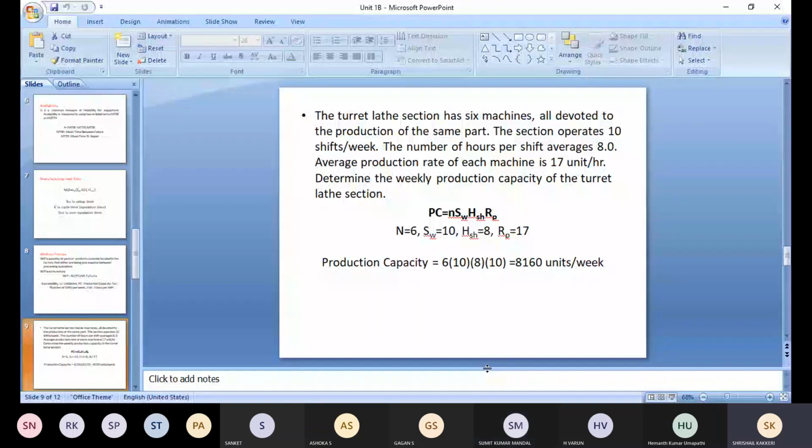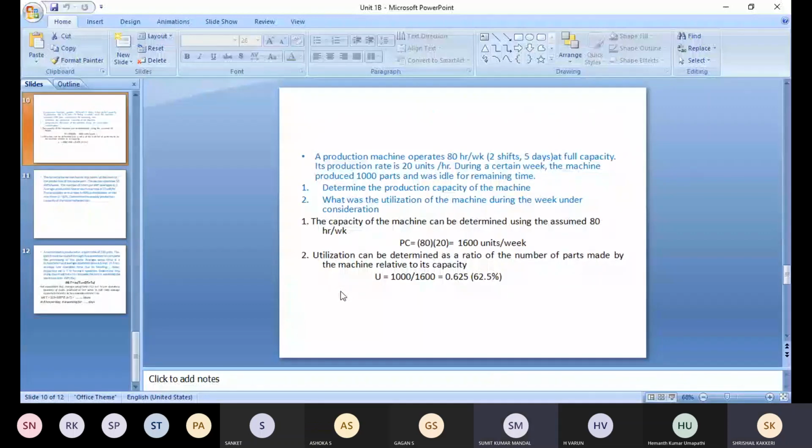And one problem I did, you can see the first problem, and the second problem I put: a production machine operates 80 hours per week. You can see this. Yes, sir. This one problem I did, I think it is not required to explain. It is very simple and self-explanatory. And other problems also I have given, and the next problem also. Here I have given all the hints. You can go through the hints and do this problem.